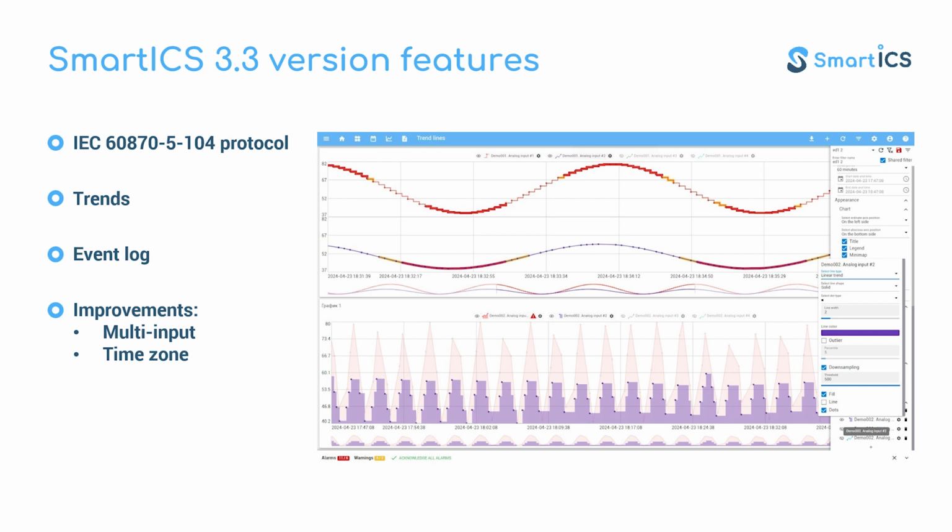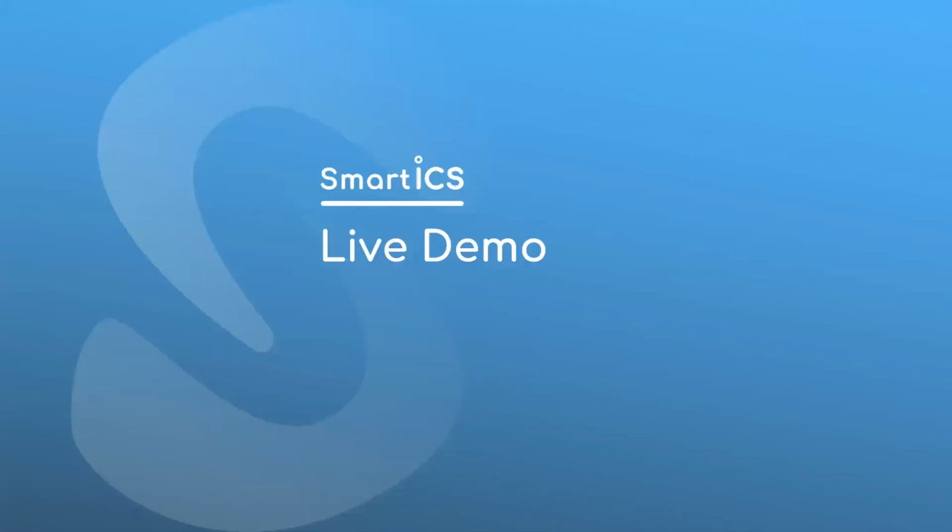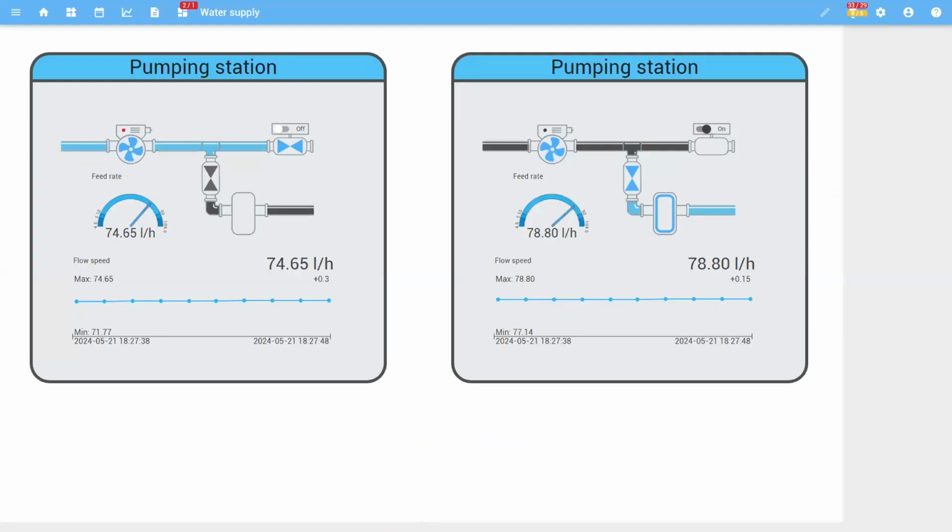Now, if we move specifically to our topic, the SmartICS 3.3 release, right? As you already know, every release we try to develop a native driver for one new protocol. This time it is IEC 104. At the same time, we have made big improvements to the trends page, as well as the event log page. And of course, last but not least, we will briefly describe and show today the improvements related to user management and the time zone, right? So if you allow me, I will turn on the quick demo that I have prepared, right?